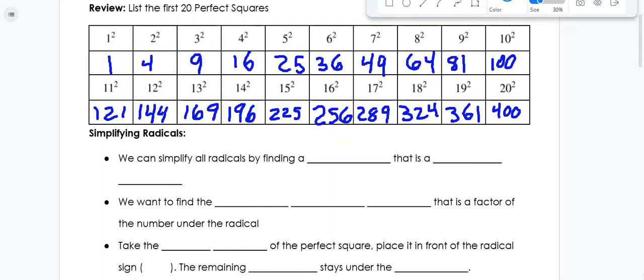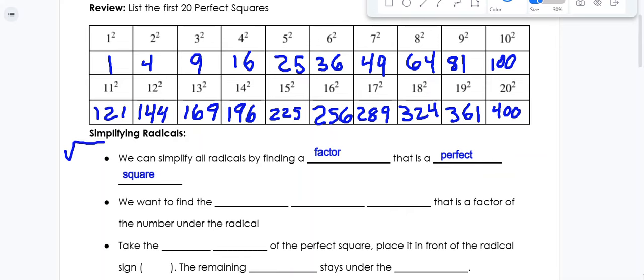Those are going to be super important to know, and they're going to be super helpful here because we're going to simplify radicals by using these perfect squares. All right, so we can simplify radicals by finding a factor that is a perfect square. There's going to be a number under the radical. A radical is just a square root sign. This is a radical. That's a radical. All right, that's a square root sign.